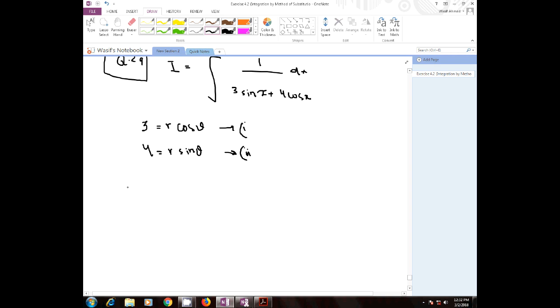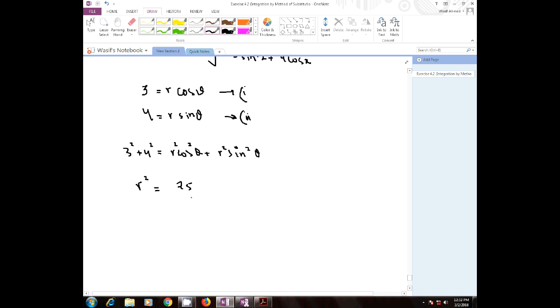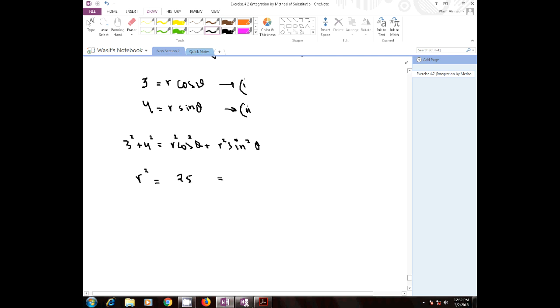To find the value of r, you have to square and add equations 1 and 2, and by doing so you have 3 square plus 4 square is equal to r square cos square theta plus r square sine square theta. From here you get r square is equal to 25. By taking the square root, you get r is equal to plus minus 5, and you have to take only the positive 5 because in polar coordinates r is always positive.